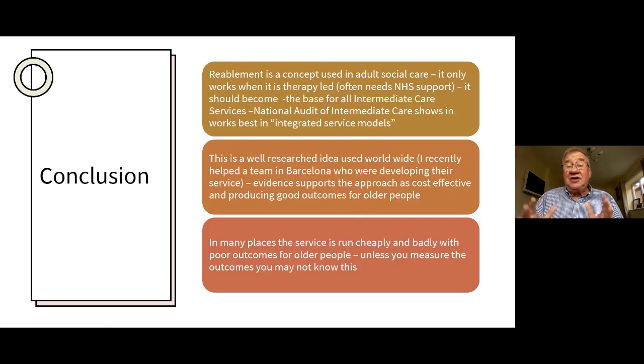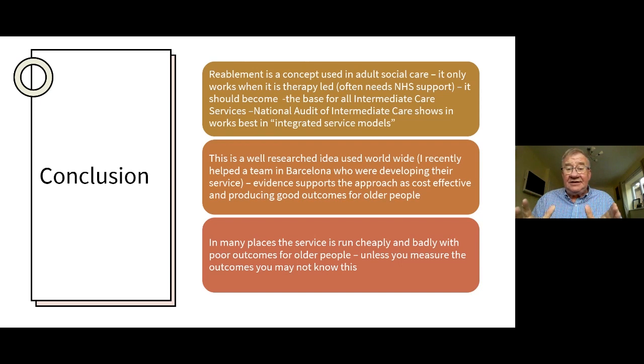So, reablement is a concept that is used in adult social care, but actually it needs to link really strongly. It's therapy-led and needs therefore to be part of the NHS social care offer. It should become the base of all intermediate care service. The national audit of intermediate care showed that it works best in integrated service models. So where the NHS staff and the social care staff, their therapists, are working collectively, collaboratively, developing recovery plans with older people, they can deliver through their domiciliary care reablement teams much better outcomes.